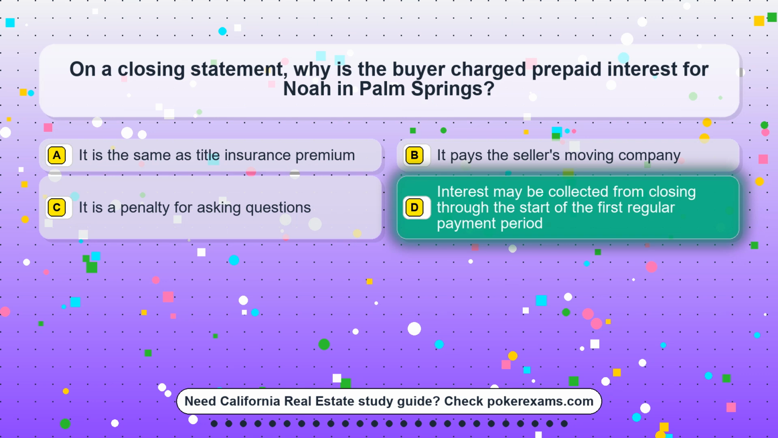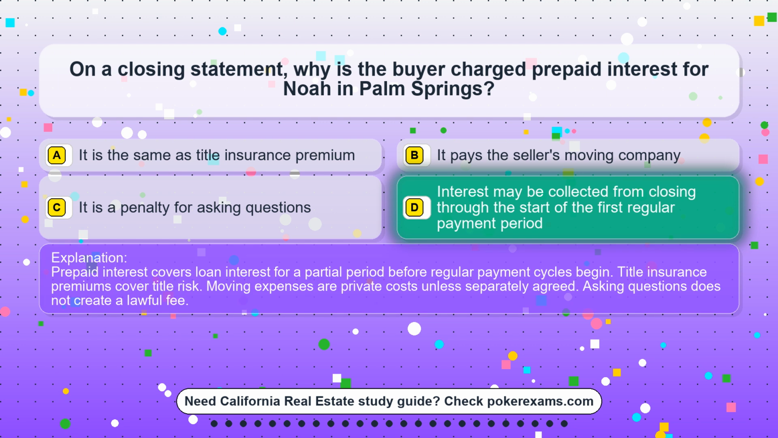The correct answer is option D. Interest may be collected from closing through the start of the first regular payment period. Prepaid interest covers loan interest for a partial period before regular payment cycles begin. Title insurance premiums cover title risk. Moving expenses are private costs unless separately agreed. Asking questions does not create a lawful fee.